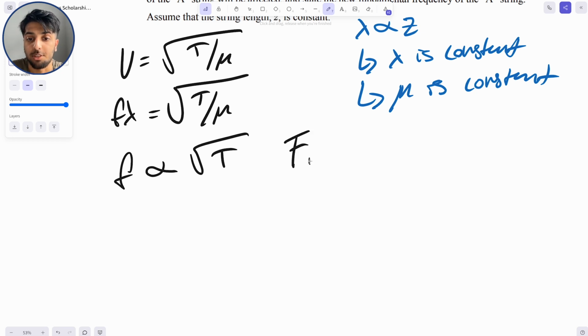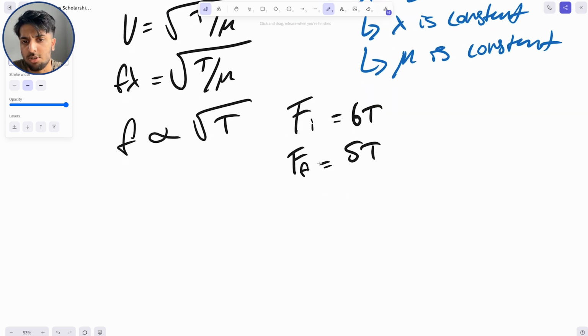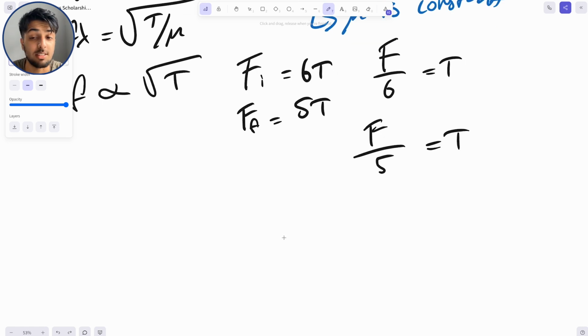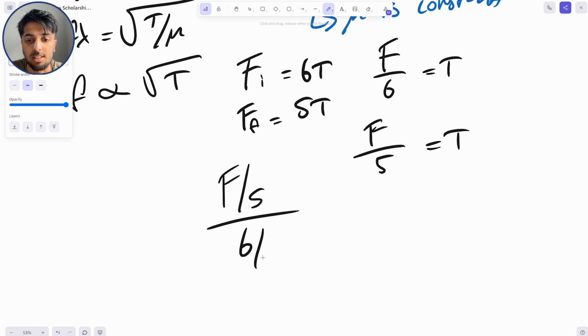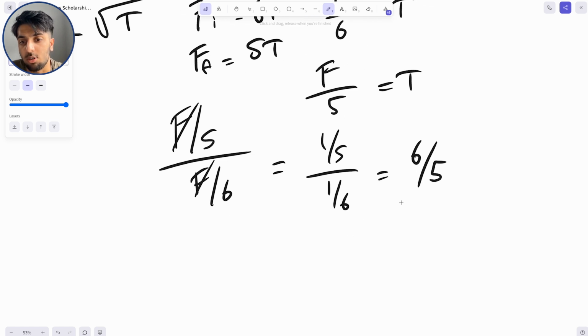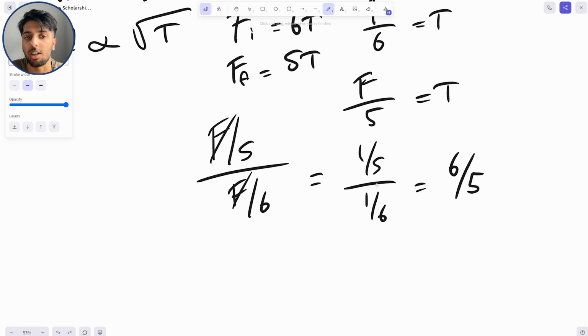So the force initially was 6T. Now the force finally is 5T. So that means rearranging for T, we get F over 6 is equal to T, whereas F over 5 is equal to T. We can take the proportion of this increase in our tension force by taking the final divided by the initial. And these forces will cancel out, giving us 1 over 5 divided by 1 over 6, which is equal to 6 over 5. That is the proportion of increase of our tension force.